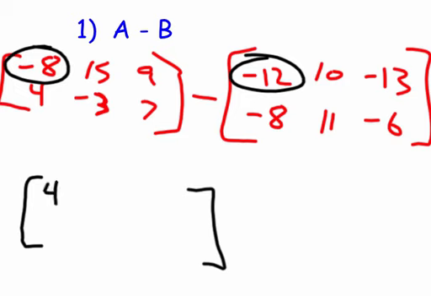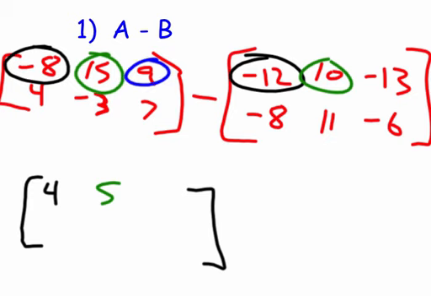So I just subtract the element, going by which spot it's in. Then I look at the next column over. So row 1, column 2. So 15 minus 10 is 5. And then 9 minus -13. Minus the negative is really adding a positive. So 9 plus 13, which is 22.